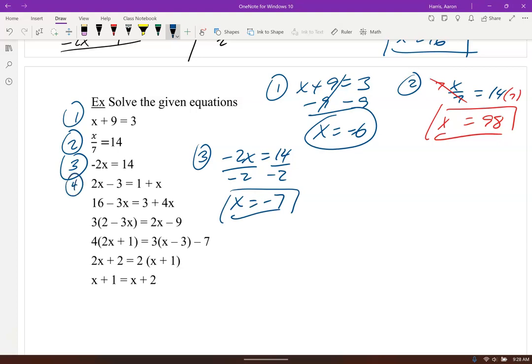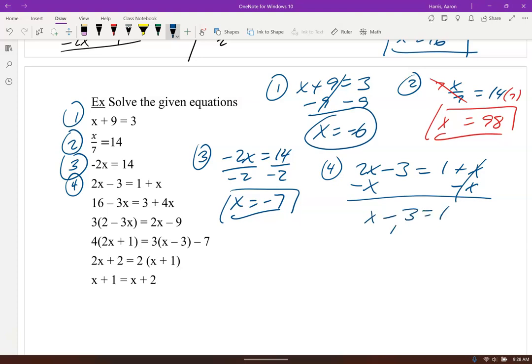Number 4. 2x minus 3 equals 1 plus x. Get all your x's on one side. 2x minus 1x is a 1x. Add 3 to both sides. X equals 4.